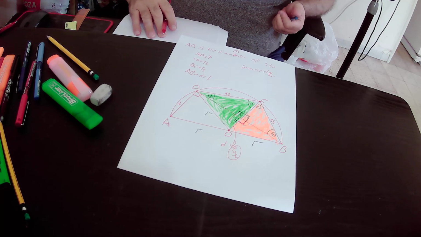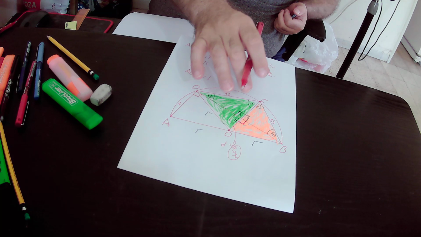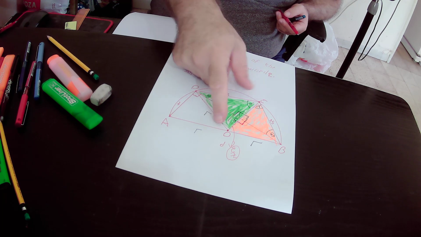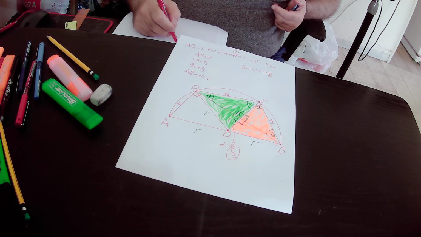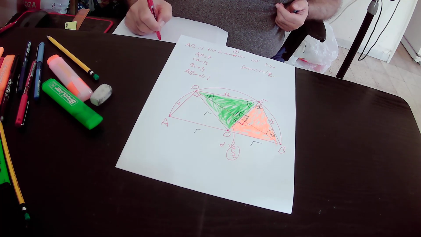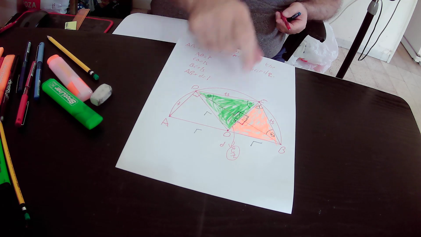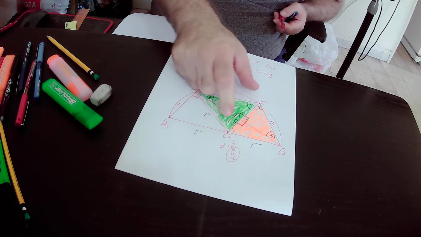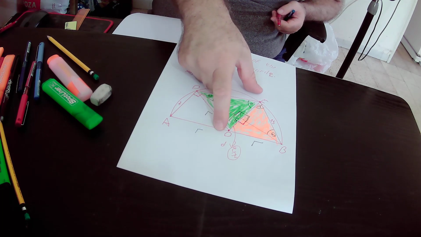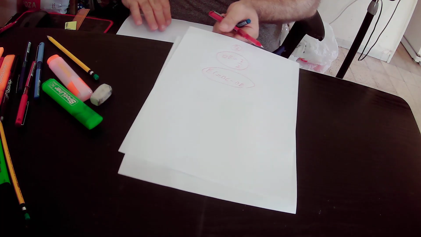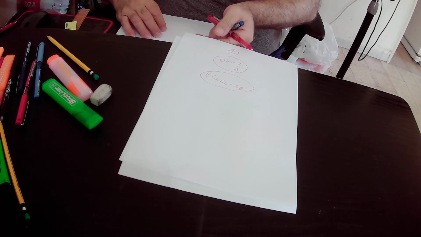But what is the value of EC? EC will be equal to OC minus OE. Okay, EC equals OC minus OE.